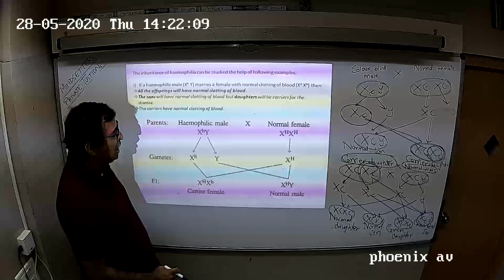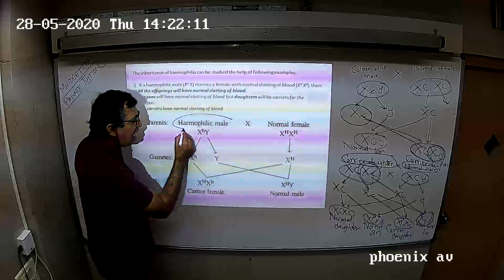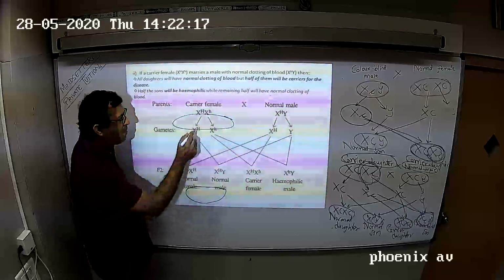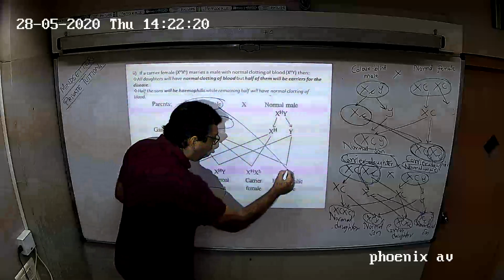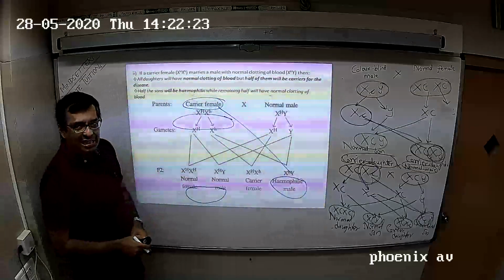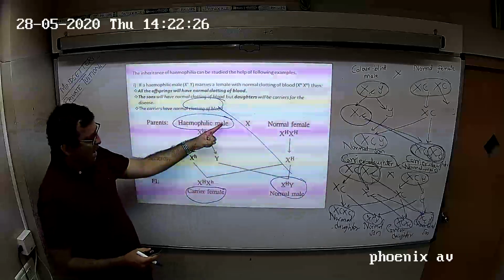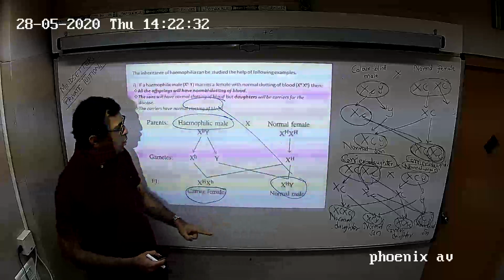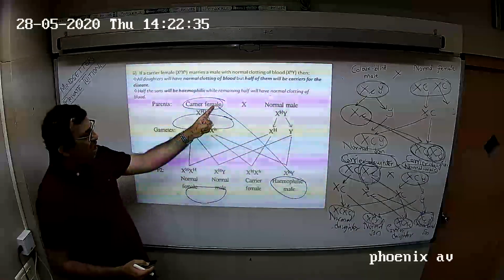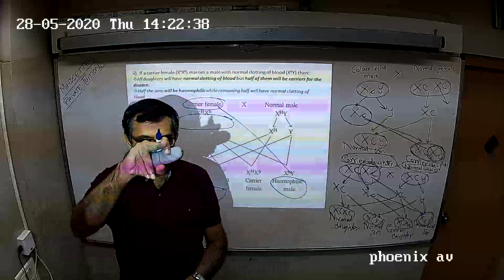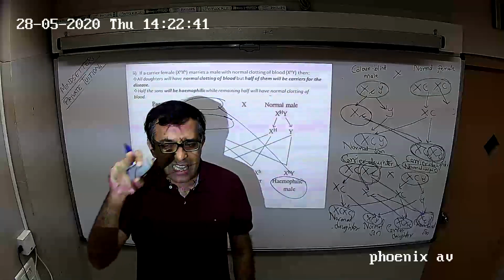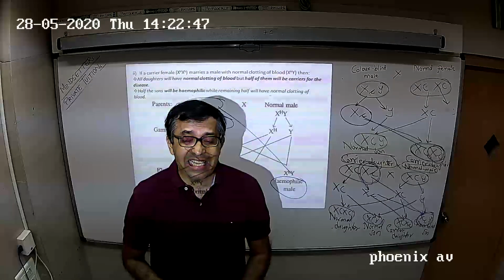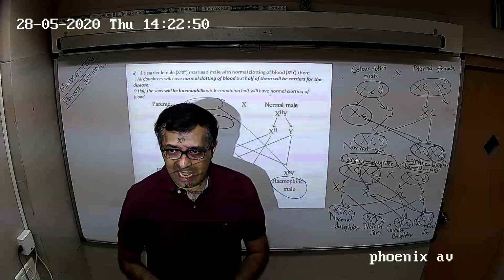So where has the disease gone from the hemophilic father to the carrier daughter? And from the carrier daughter, it has gone to the hemophilic grandson. So the disease has gone from male via female to male. So it has gone from male to female and from female to male. What is this phenomenon called? Criss-cross inheritance.